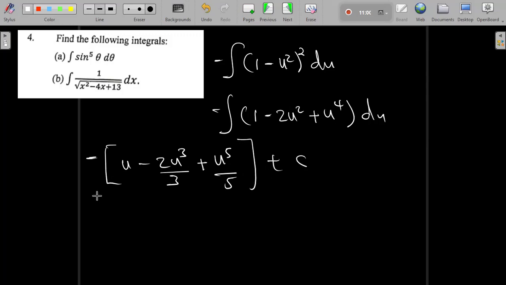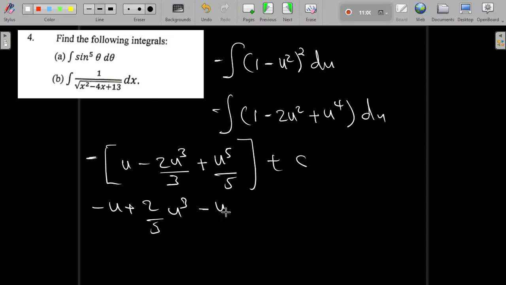So I can now distribute the negative. If I distribute the negative, I'll end up having negative u plus 2 over 3 u cubed, positive.